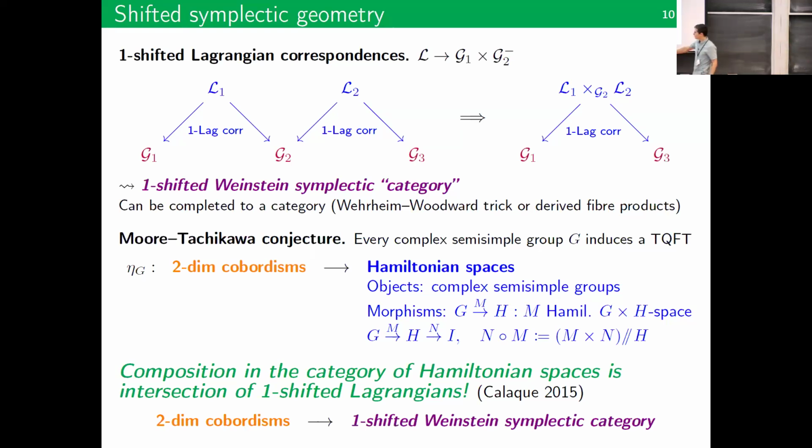The first part is completely differential geometric. When you have to go to the algebraic world, you have to take some kind of algebraic geometric quotient, and it gives maybe schemes rather than varieties, and then you have to work a little bit more to show that you get varieties. Okay, so how do we get these functors from two-dimensional cobordisms to the one-shifted Weinstein symplectic category? So that's the next step.